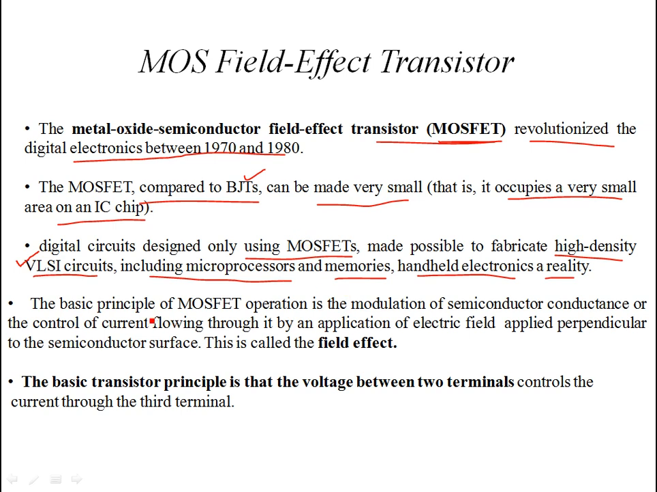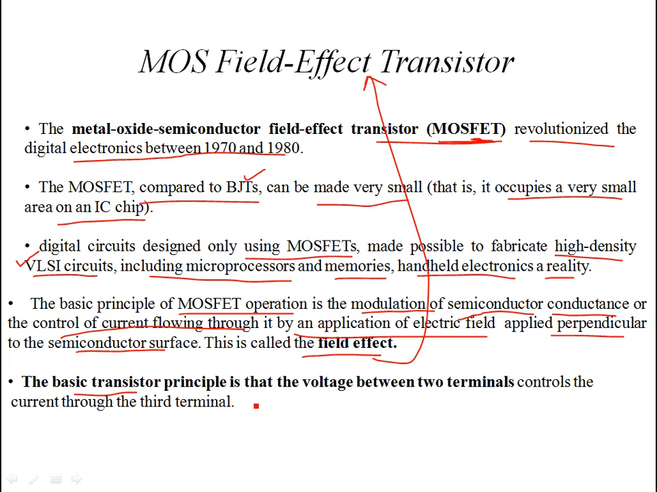The basic principle of MOSFET operation is the modulation of the semiconductor conductance, or the control of the current flowing through it, by the application of an electric field. This field is applied perpendicular to the semiconductor surface, and this is known as the field effect. In MOSFETs, the field effect refers to the application of the electric field. Due to the application of a potential difference between two terminals, you are controlling the current through the third terminal. That's the basic principle of the transistor.